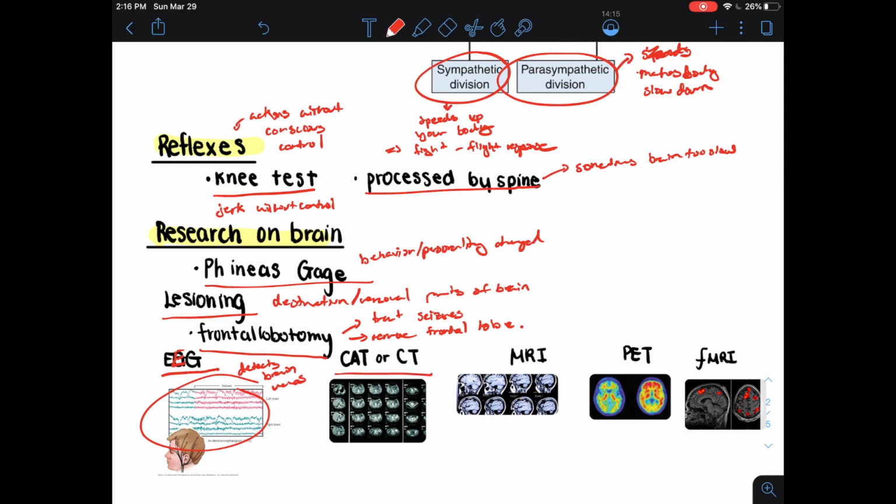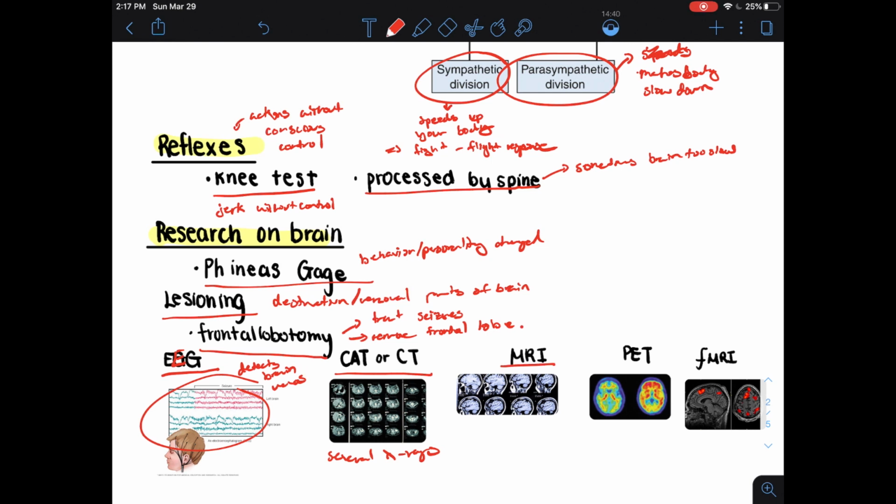And then there's the CAT, or the CT scan, which is a computerized axial tomography. It is a more sophisticated X-ray, and it uses several X-rays to rotate around the brain and combine all the pictures into detailed three-dimensional pictures of the brain structure. This shows structure, not function though.